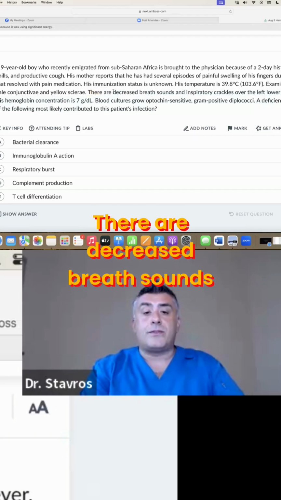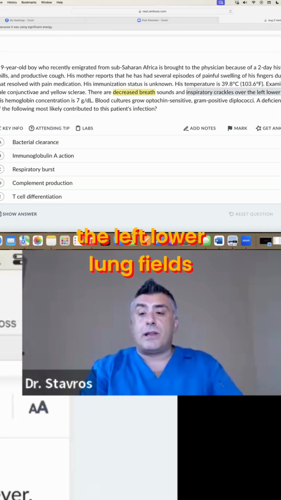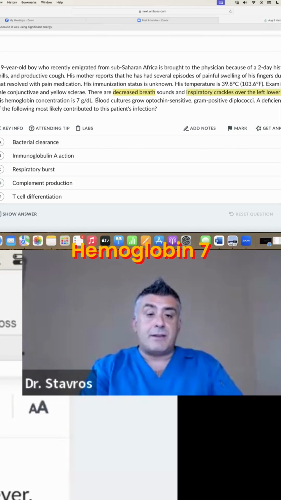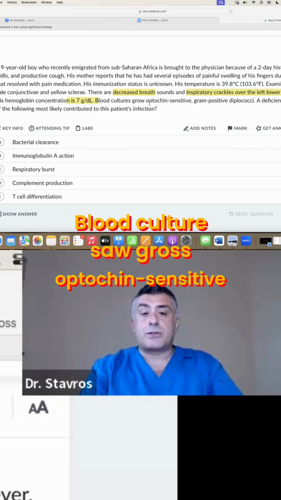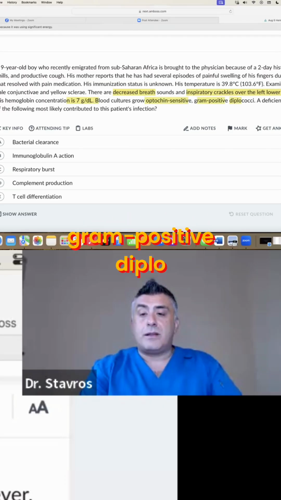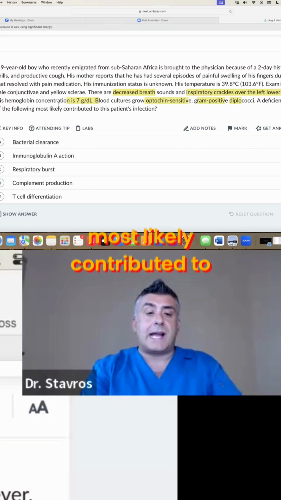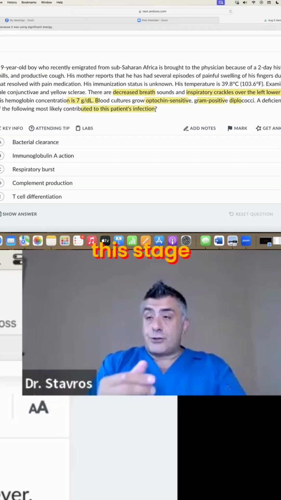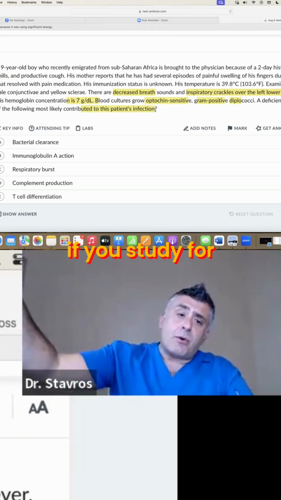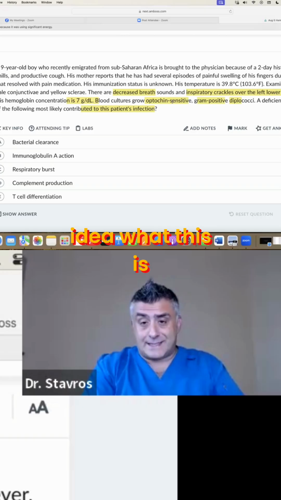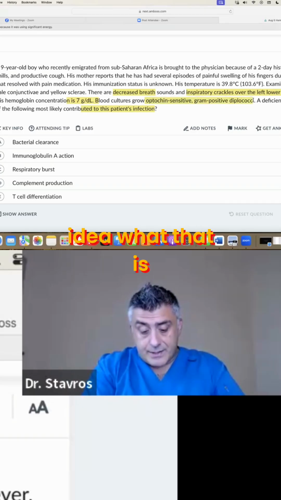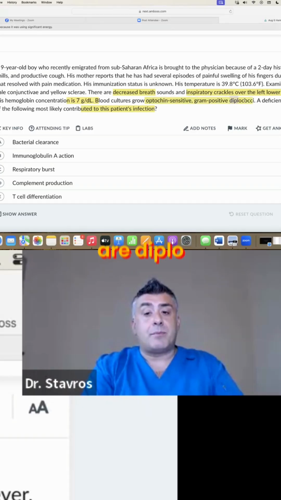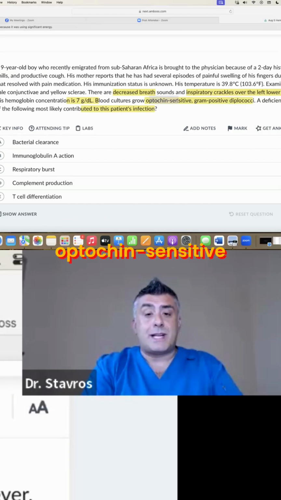Ready? There are decreased breath sounds and inspiratory crackles over the left lower lung fields. His hemoglobin is 7, low. Blood culture grows optochin-sensitive, gram-positive diplococci. A deficiency in which of the following most likely contributed to this patient's infection? All of you at this stage, meaning if you've studied for a while, should have an idea what this is. You should have an idea what that is, okay? Because you have some that are diplococci, gram-negative and gram-positive, optochin-sensitive.